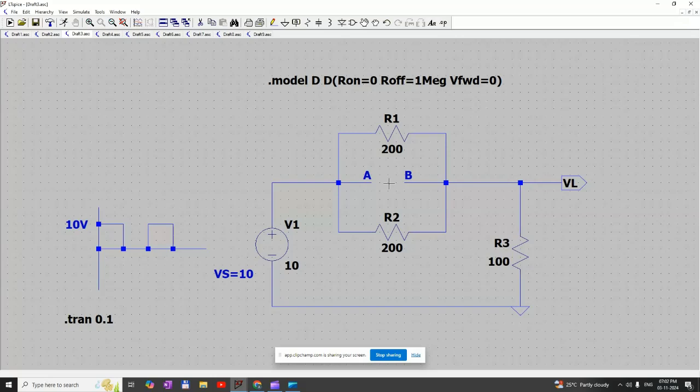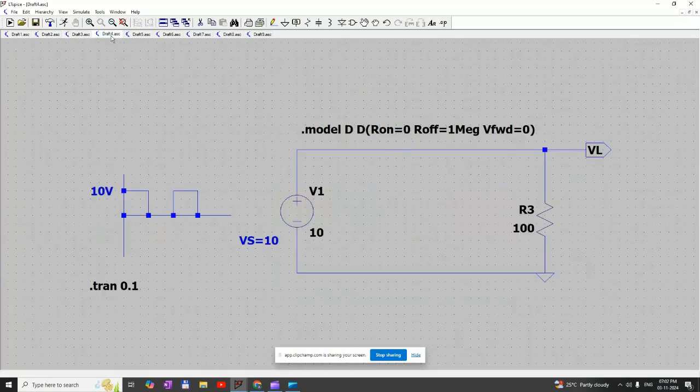Initially we said that when the diode is in forward bias condition, it acts as a short circuit. Once it acts as a short circuit, we will get the same voltage which we have applied at the source. So we can conclude that we are getting 10 volt here. Next, we are going to apply minus 10 volt.